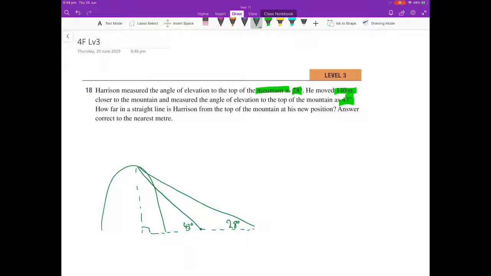43 degrees. So we've got a couple pieces of information, we've got some angles, we've got one of the sides, and we want to know the other side. Specifically, that new direction from the top of the mountain down to where Harrison has now moved, which is that second line that we drew. Get that on there.